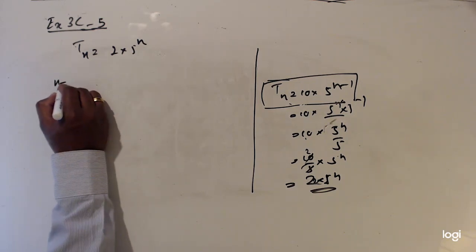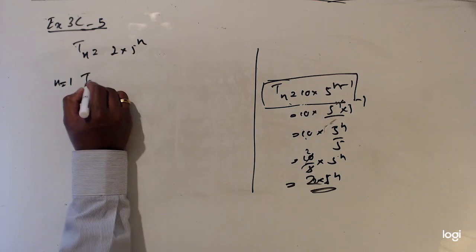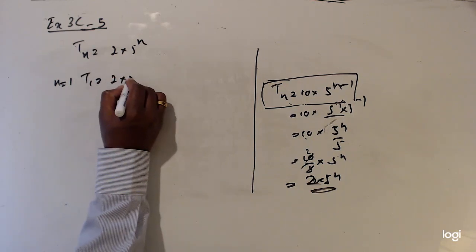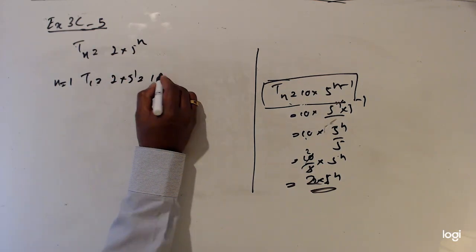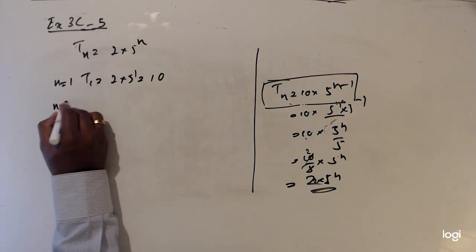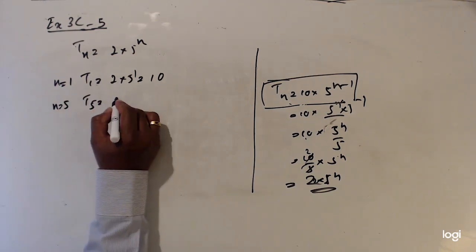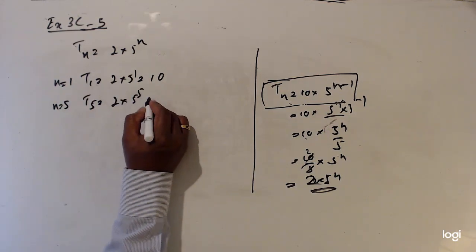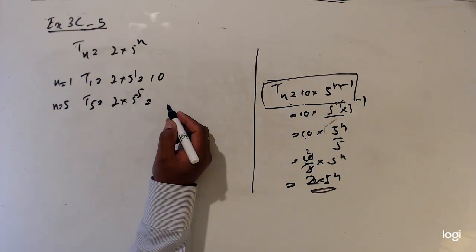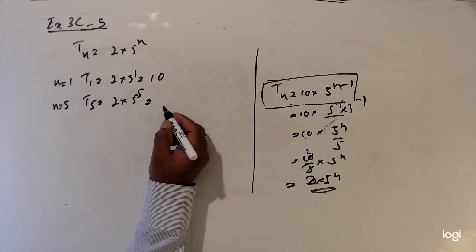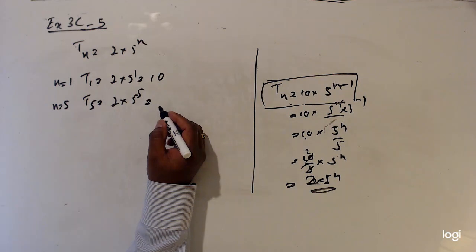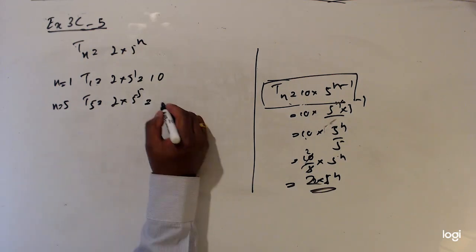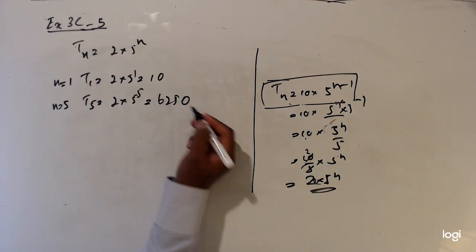So when n equals 1, simply apply: T1 is 2 times 5 to the power 1, that is 10. Then the fifth term T5: 2 times 5 to the power 5. I have to get the calculator answer, 6250.